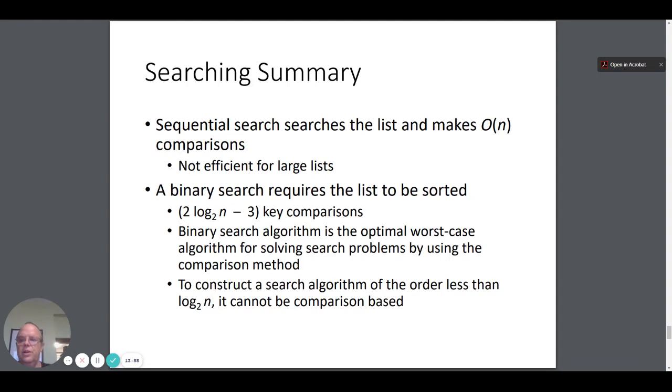So in summary, going back to searching, sequential search makes O of n comparisons. Binary search is if you have the list already sorted, and that one is O of log n. It's 2 times log n minus 3. Binary search is the optimal worst case algorithm for solving searching problems by using the comparison method. To construct an algorithm that's less than log n, it can't be comparison based.